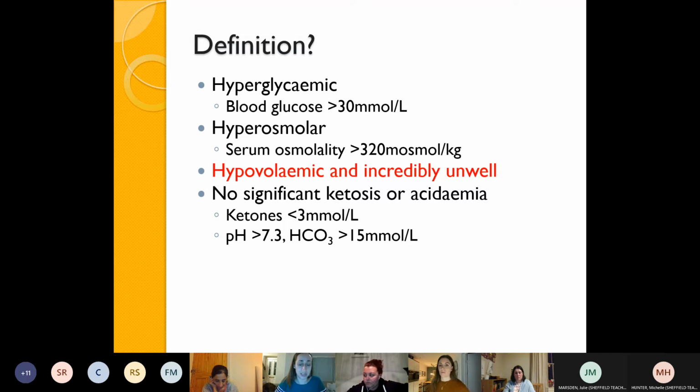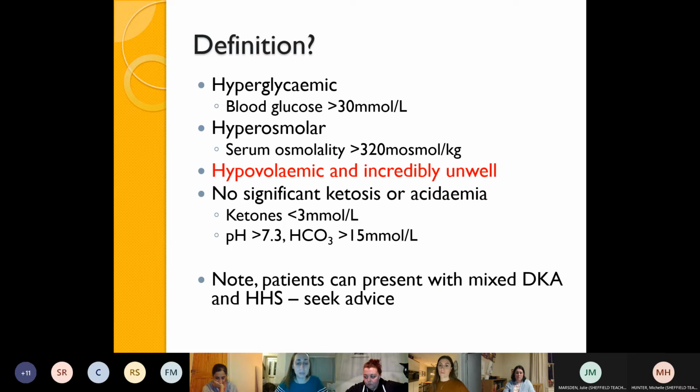That's the important thing. These patients are sick. HHS does not cause ketosis and it doesn't cause the acidosis, but you can get an overlap. Some patients have DKA and HHS and they need escalating and specialist input. So if they have significant ketones or acidosis, then you'd go down the DKA route prior to the HHS route.